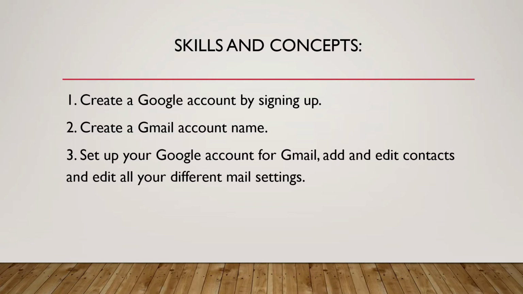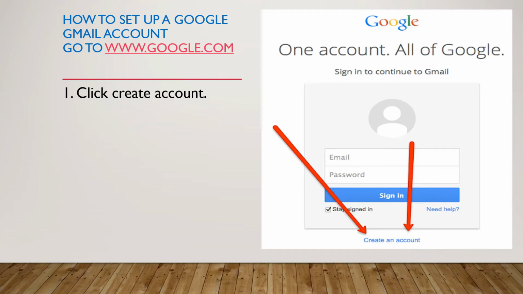Skills and concepts. Create a Google account by signing up, create a Gmail account name, and set up your Google account for Gmail, add and edit contacts, and edit all your different mail settings. How to set up a Google Gmail account. Go to www.google.com and click on Create an Account.